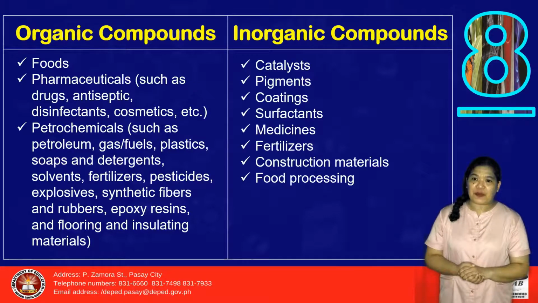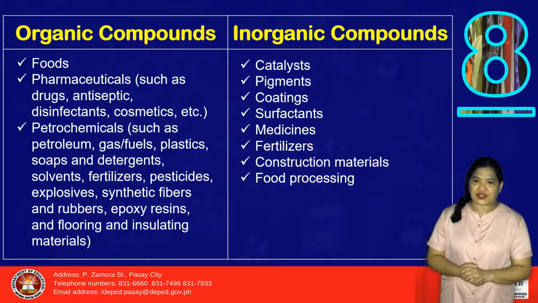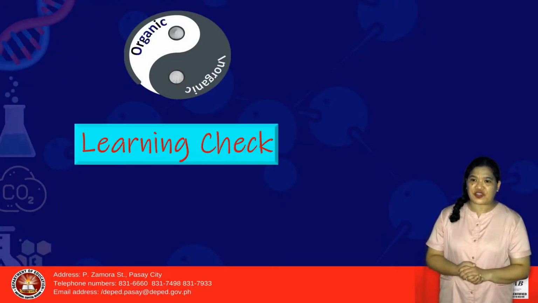While inorganic compounds are used as catalysts, pigments, coatings, surfactants, medicine, fertilizer, construction materials, food processing, and more. Examples are titanium dioxide, used as pigment for coating, magnesium hydroxide, used as antacid, and ammonia, used in the production of fertilizer. At this point, let's have a learning check.